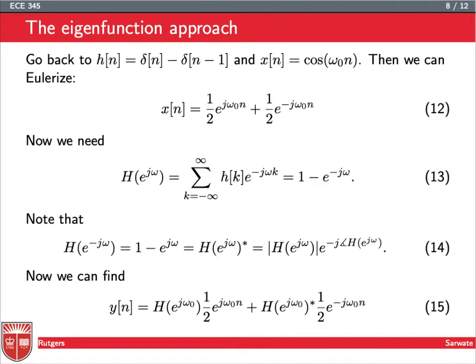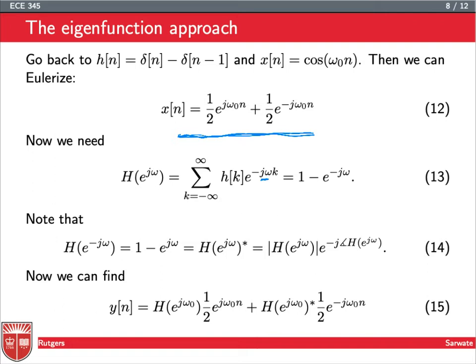So let's go back to our original simple h of n, and our x of n, which is cosine omega naught n. The first thing we're going to do is Eulerize the cosine to get this. To use the eigenfunction approach, we need to calculate this function h of e to the j omega. And you might ask, why is it a function of e to the j omega? Part of that is a notational convenience, to remind us that it's coming from this series of e to the minus j omega k's. This also helps us distinguish between discrete time signals and continuous time signals.